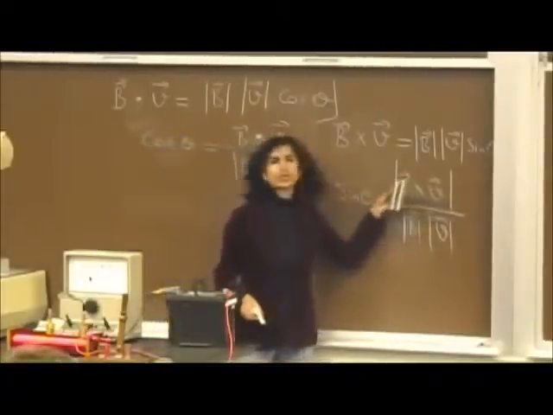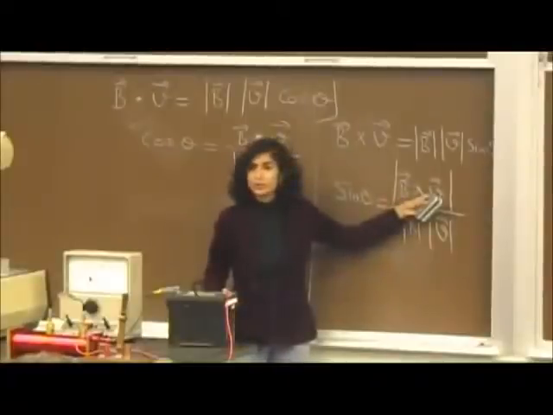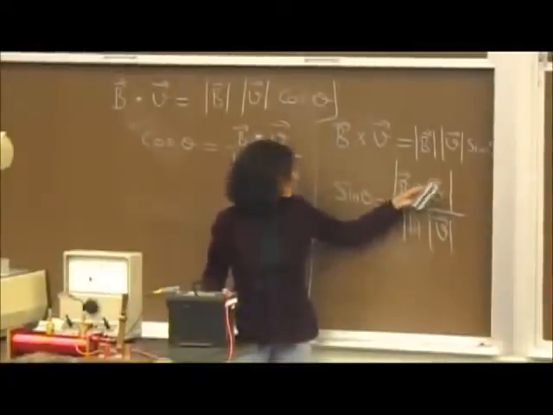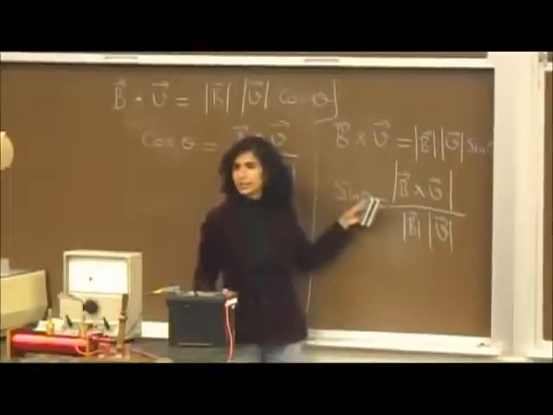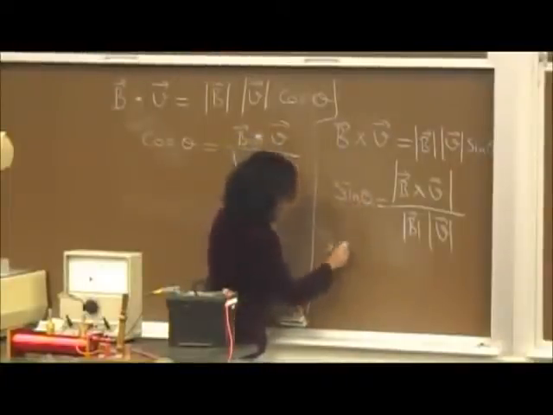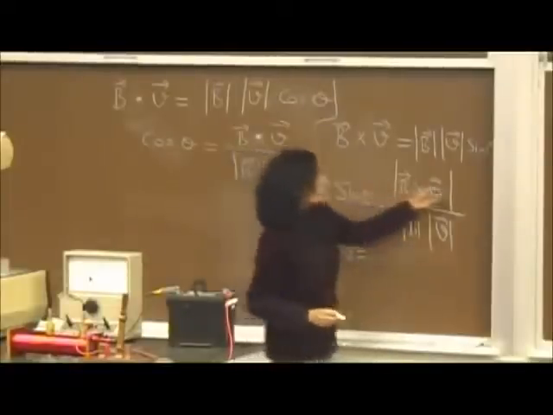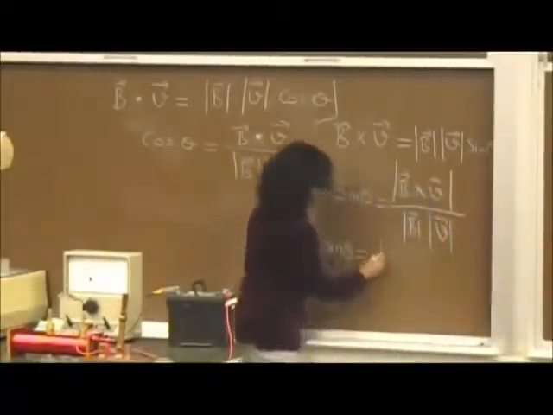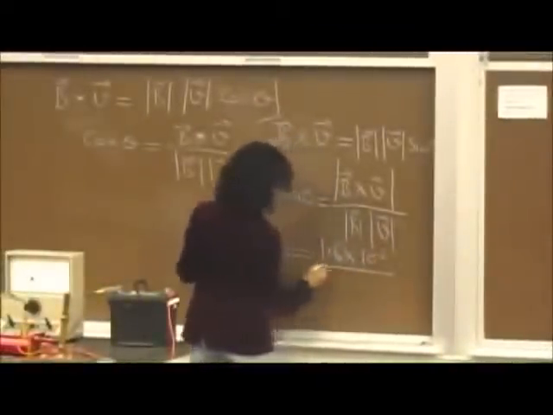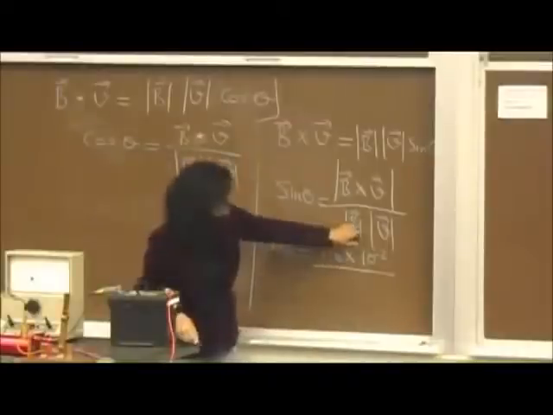Is everybody seeing that this shouldn't be the vector, because then there's a problem? You cannot divide a vector by a scalar and get something that is a number. That wouldn't make sense at all. So this will be sine theta, and magnitude of B cross V is just 1.6 times 10 to the power minus 2, divided by magnitude of B, magnitude of V.